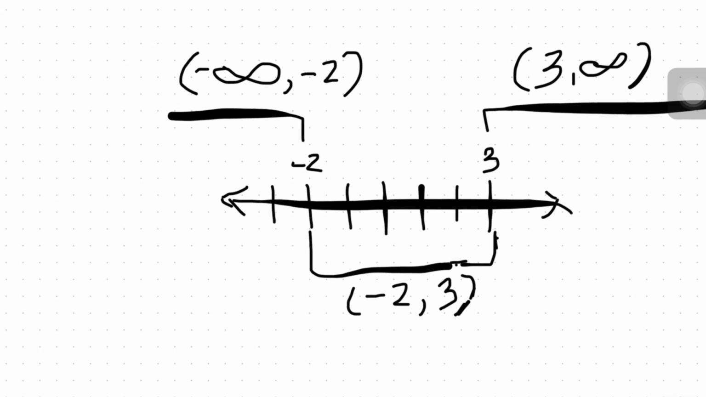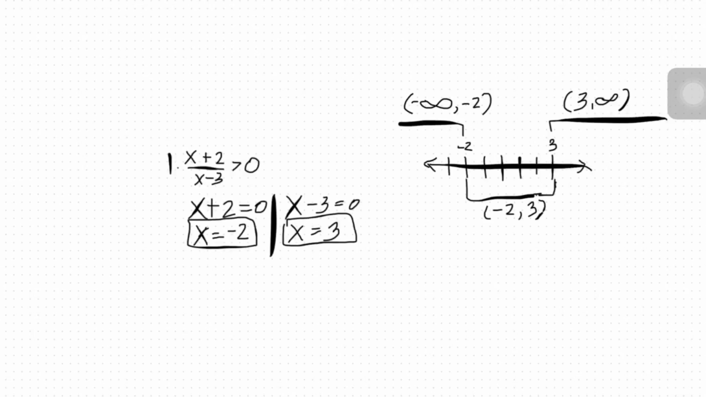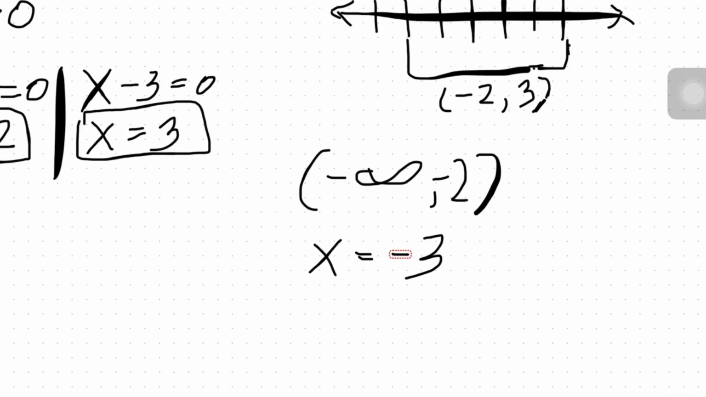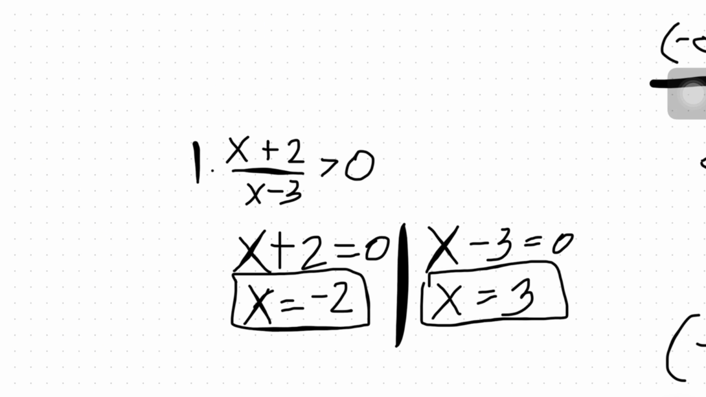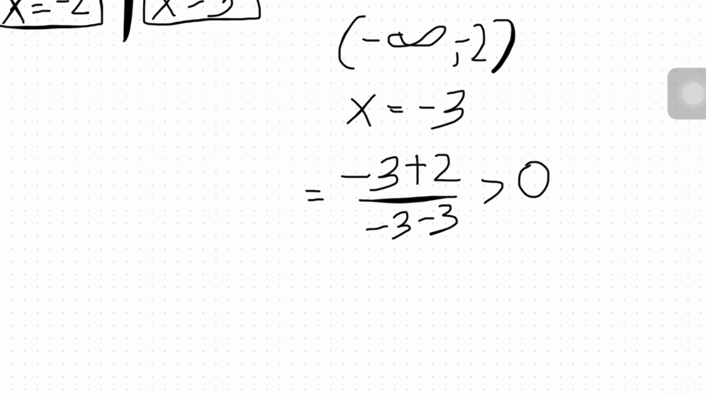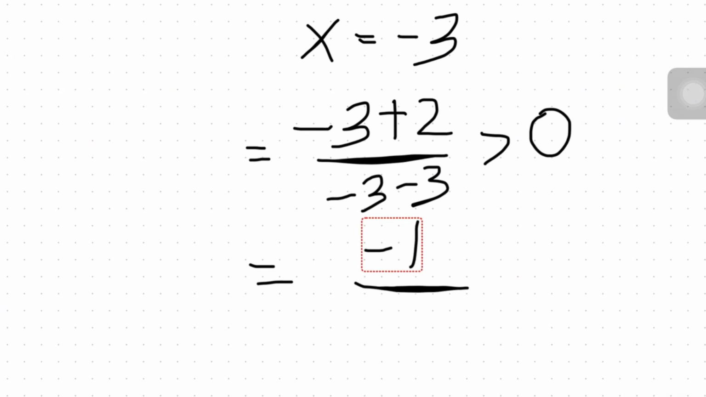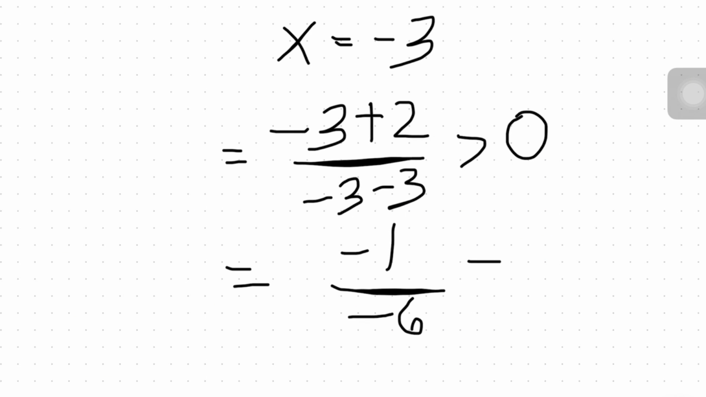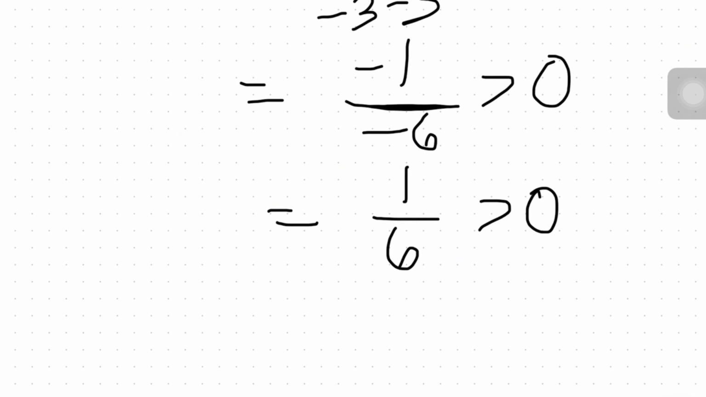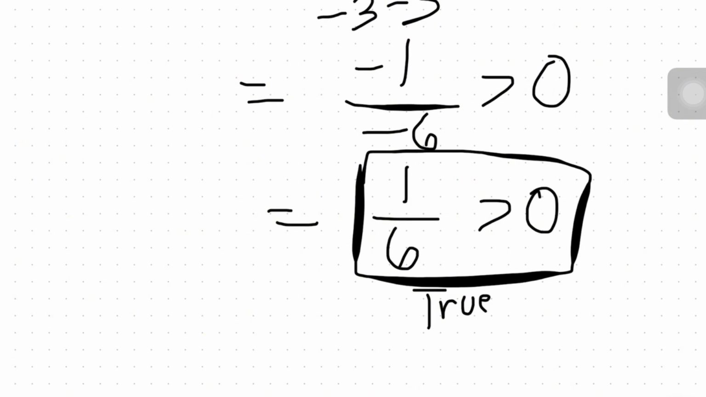Now, we will test exactly one number from each interval to determine the sign of the fraction there. Pick any easy value inside each interval. In here, I'll choose negative 3. Now, you're gonna substitute it into the equation. Just change every x into negative 3 and just solve it. Negative over negative, that makes it positive. So, 1 over 6 is greater than 0, that makes it positive or true.